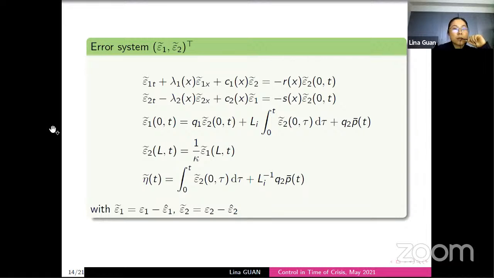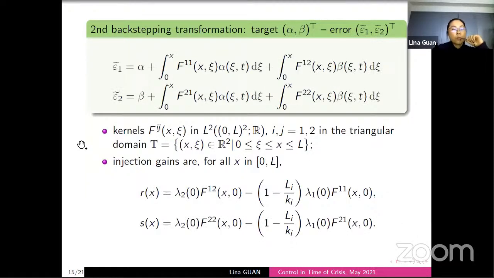From the linearized system and the observer system, we can derive the error system. We introduce the second backstepping transformation to map the target system alpha beta into the error system epsilon 1 tilde, epsilon 2 tilde. Similarly, we take the time derivative and spatial derivative on the backstepping transformation. We can derive the kernel equations in the triangle domain T, and we can also derive the mathematical expression of the injection gains Rx and Sx.